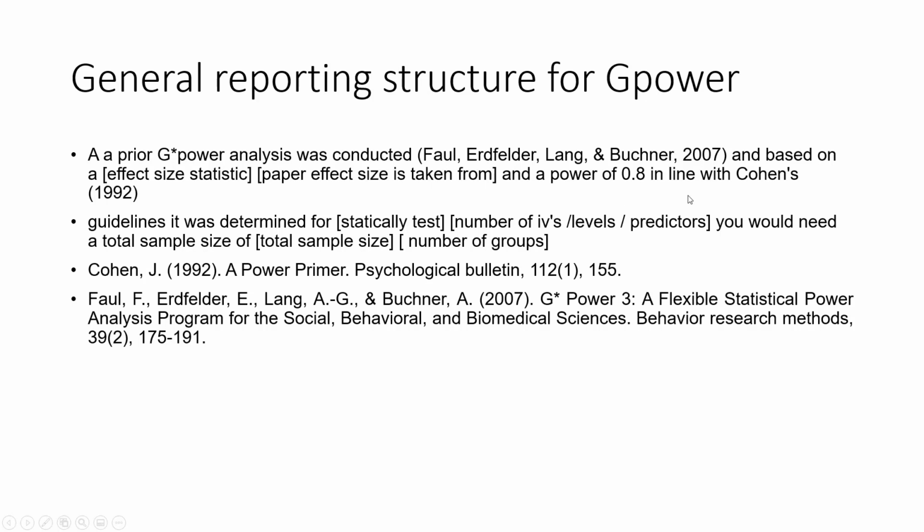And a power of 0.8, in line with Cohen's 1992 guidelines, it was determined that for, say, a one-way between subjects ANOVA, or a two-way mixed ANOVA, or whatever, it was found that with this number of IVs and this number of levels, you would need a total sample size of this number, and you might even say this would be split into 3 groups of 20 or whatever. And then you've got the reference for Cohen in 1992, and the reference for GPower.